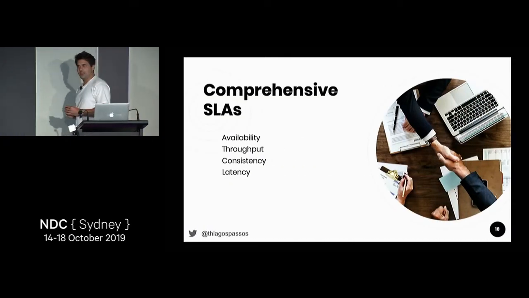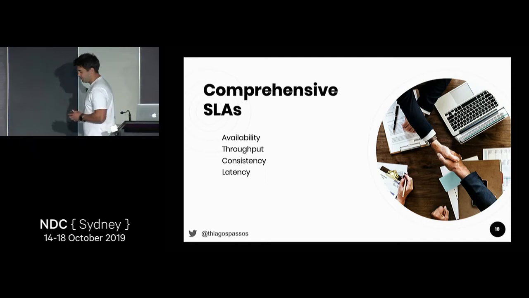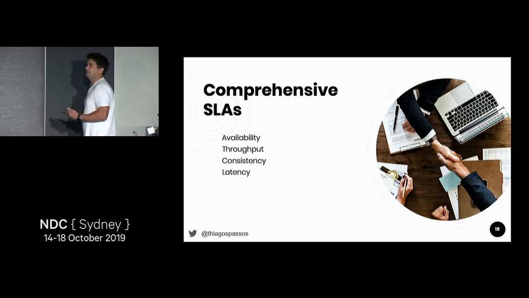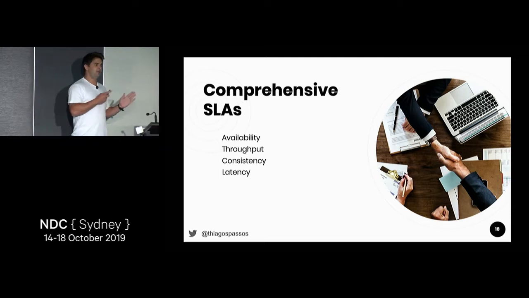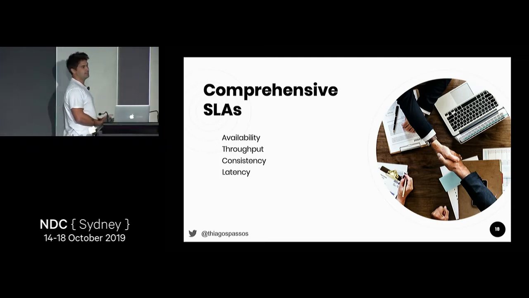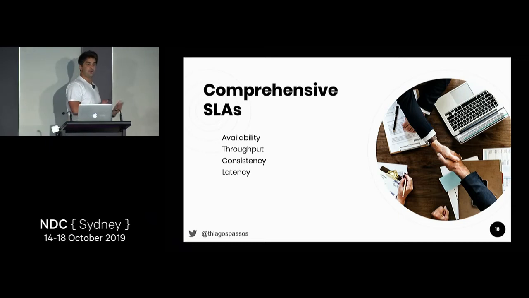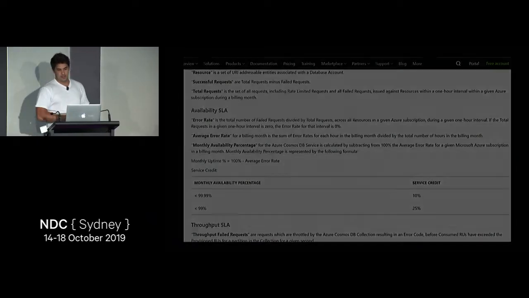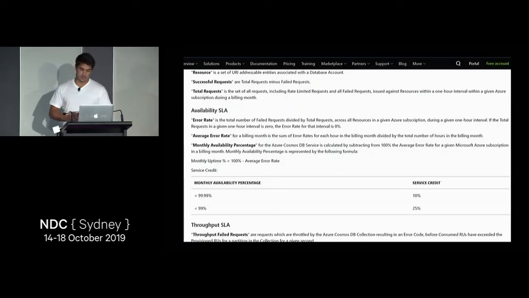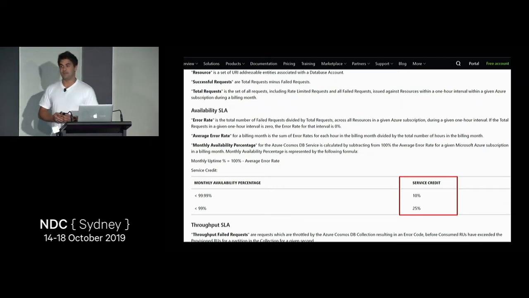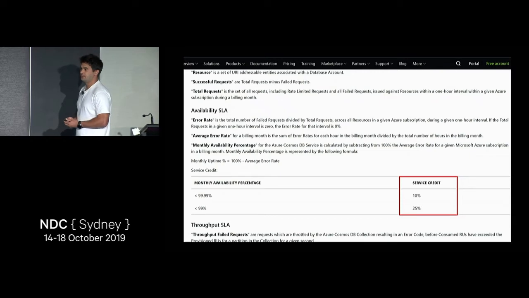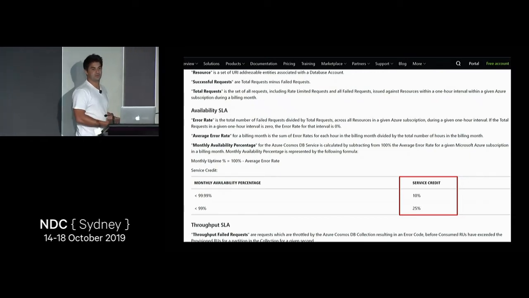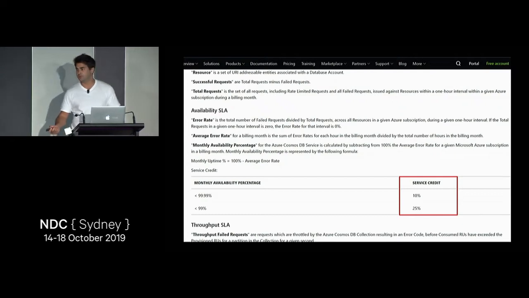What about the comprehensive SLA? So Microsoft promises that they're going to deliver 99.99% of availability, throughput, consistency, and latency. And they commit to that. And they have in their documentation, if they don't deliver that, they're going to give you 10% back in credits. And if they don't deliver 99%, they're going to give you 25% back, which is pretty awesome, right?